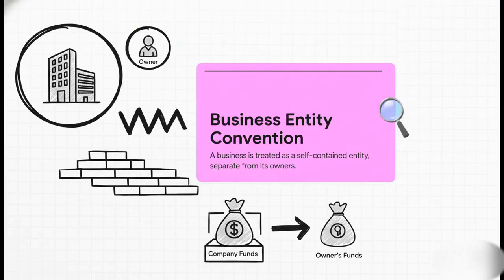First up is the Business Entity Convention. Now, this sounds fancy, but it's really simple. The business is its own thing, separate from its owner. The company's bank account is not the owner's personal piggy bank. This separation is absolutely crucial for keeping the books straight.